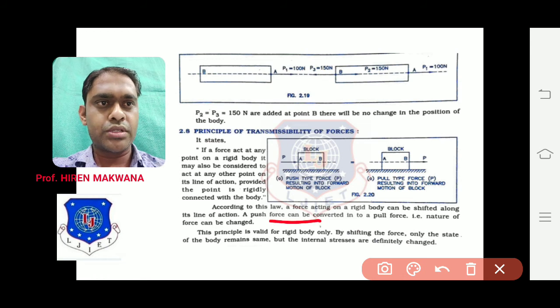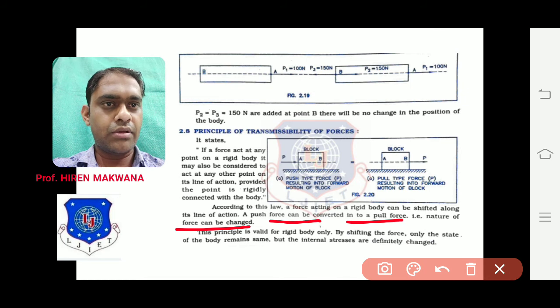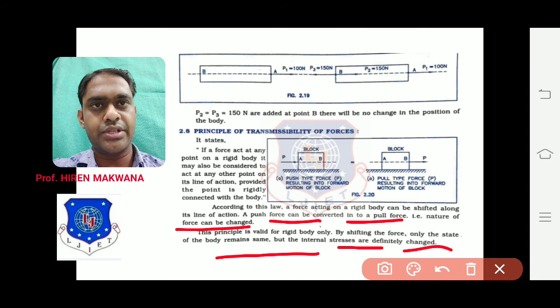A push force can be converted into a pull force. The nature of the force can be changed. The principle is valid for rigid bodies only. By shifting the force, the state of the body remains the same, but the internal stresses are definitely changed. Internal stresses may be changed. We will study this point deeply in the upcoming chapters.